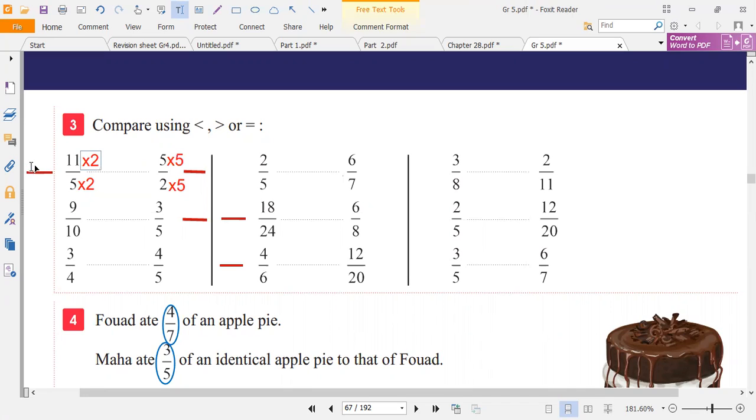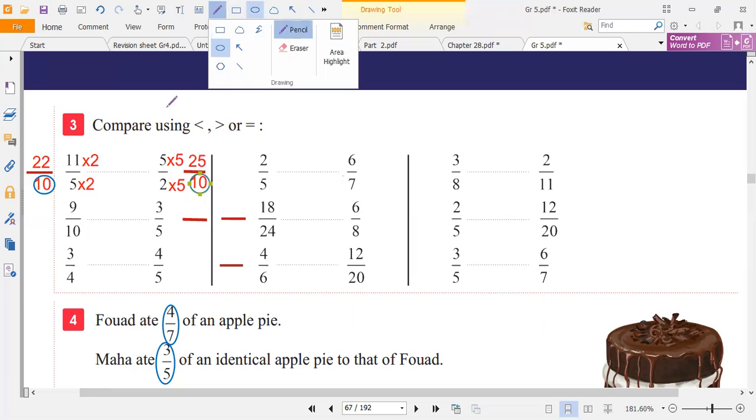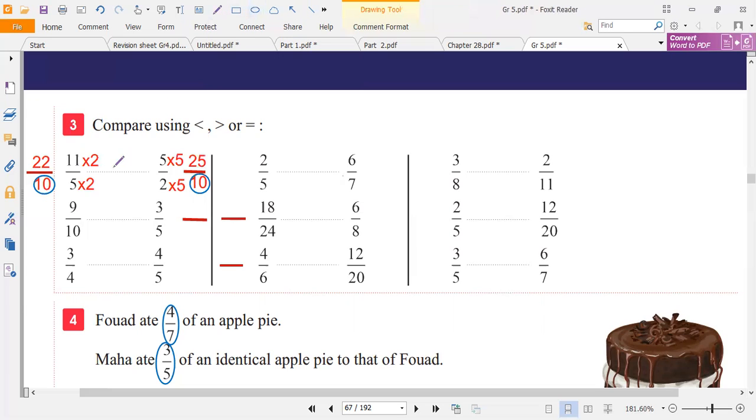11 times 2, 22. 5 times 2, 10. 5 times 5, 25. 2 times 5, 10. Now they have the same denominator and we can compare them. Which one is bigger? 25 tenths is bigger than 22 tenths.